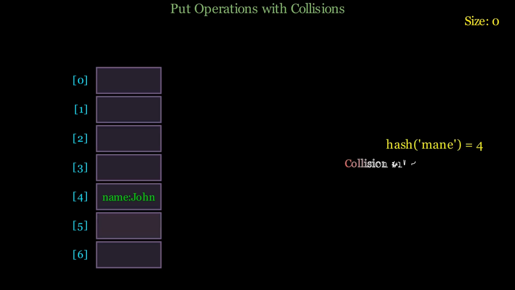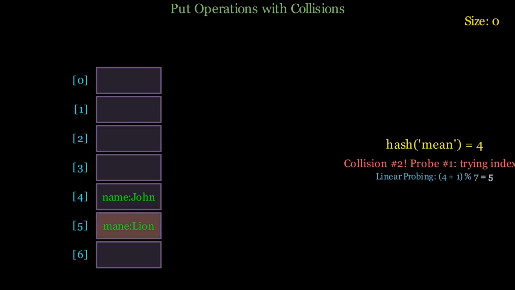Next, we will try main, an anagram of name that will hash to the exact same index. This is our first collision. With linear probing, we simply check the next available slot, the index 5, and place our entry there. And we are tracking both collision count and probe count.